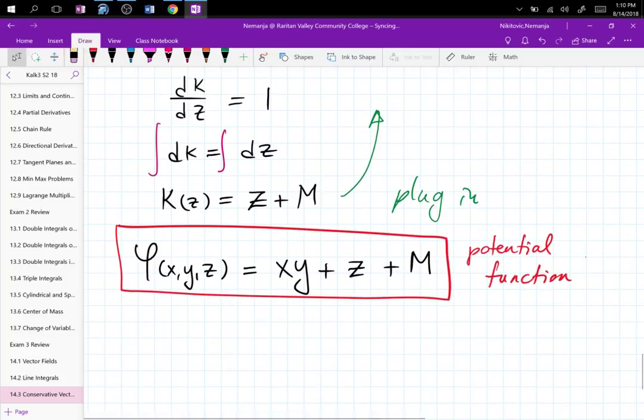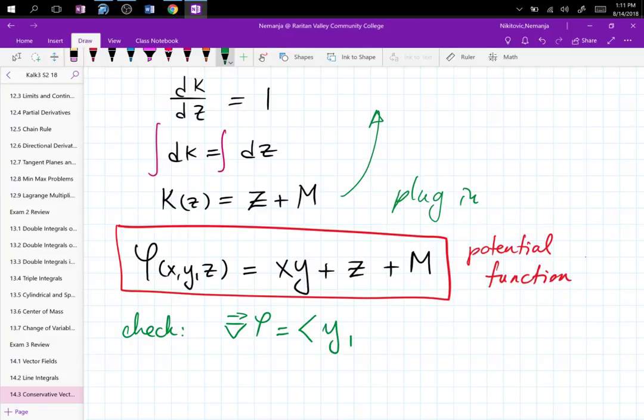So now, as any good student who cares, you will check, because it's easy. All we need to do is find del of phi. The partial derivative of the whole thing with respect to x is y. The partial derivative with respect to y is x. The partial derivative with respect to z is 1. And there you go. We started with the vector field y, x, 1, and we now have the scalar function which generates that field.